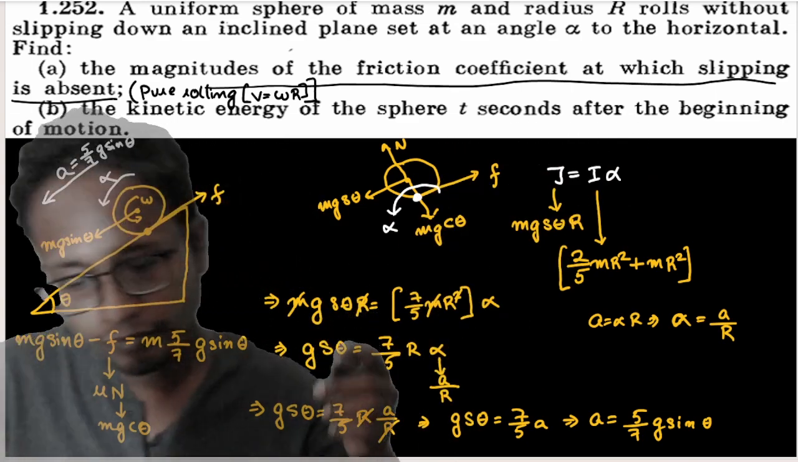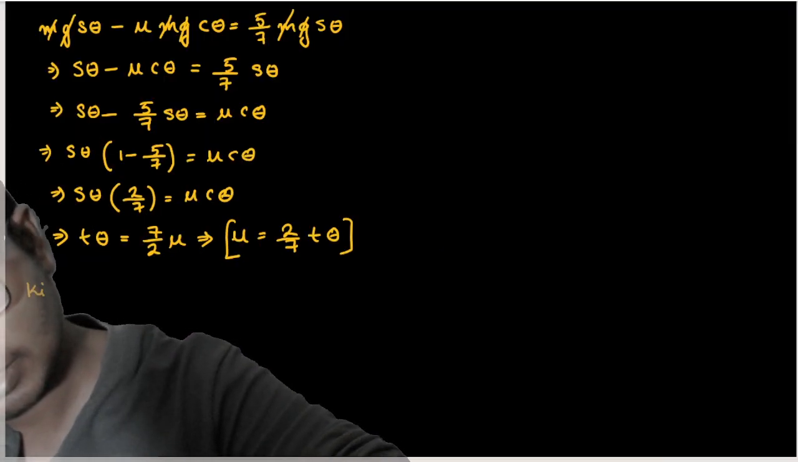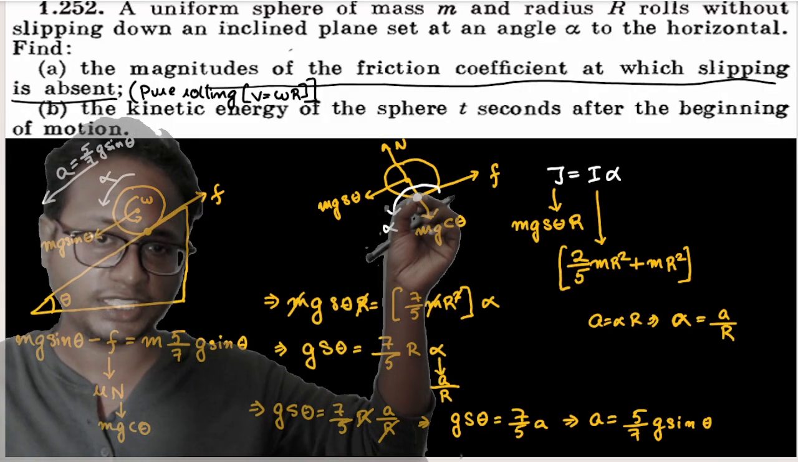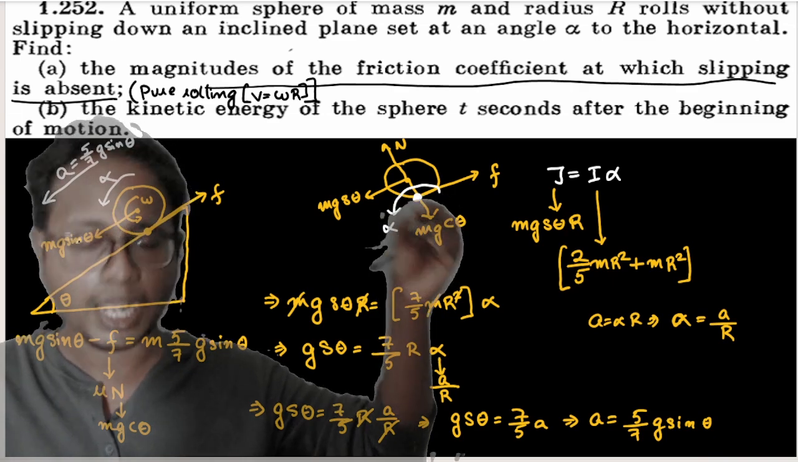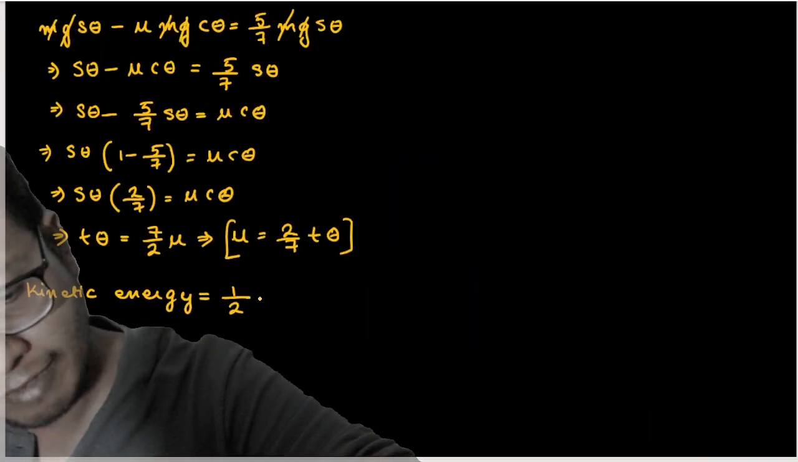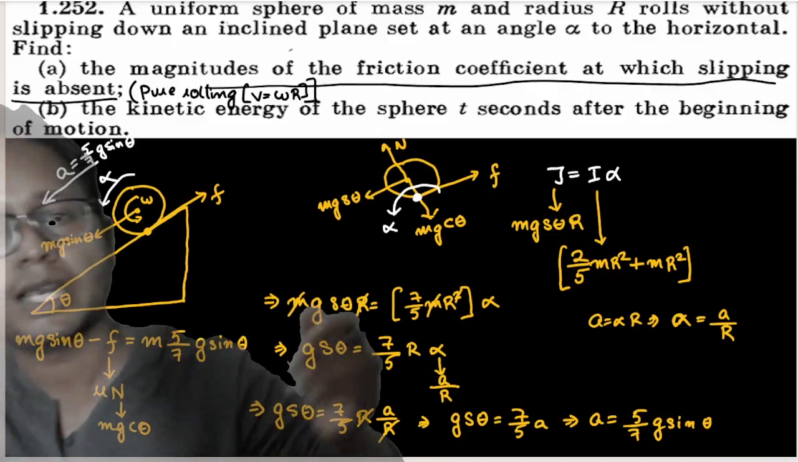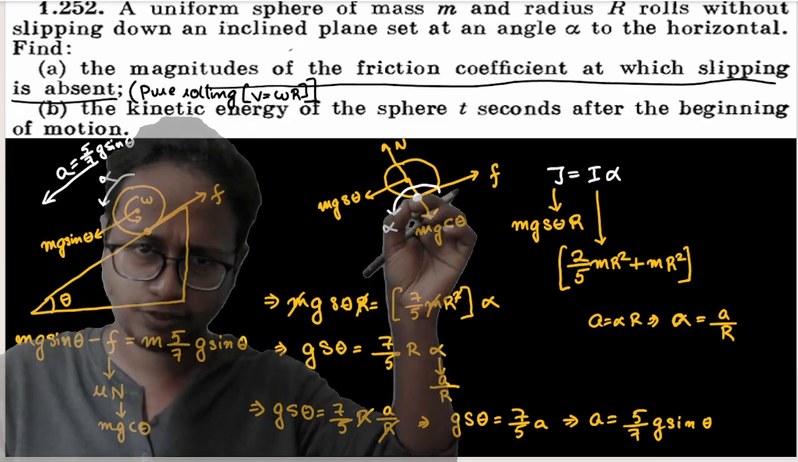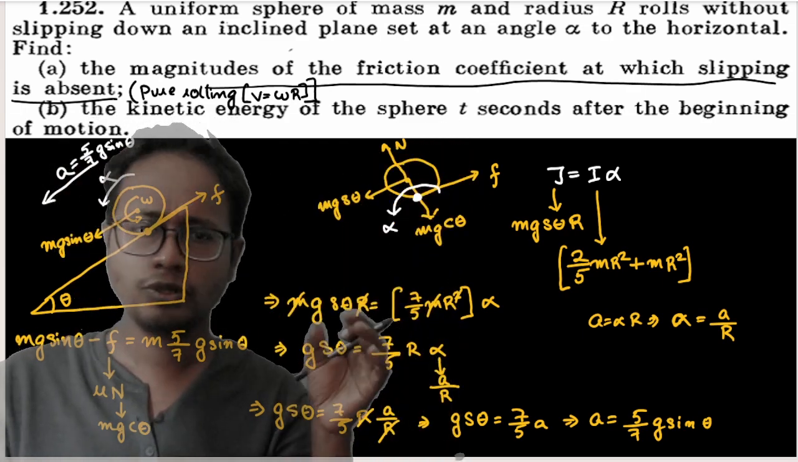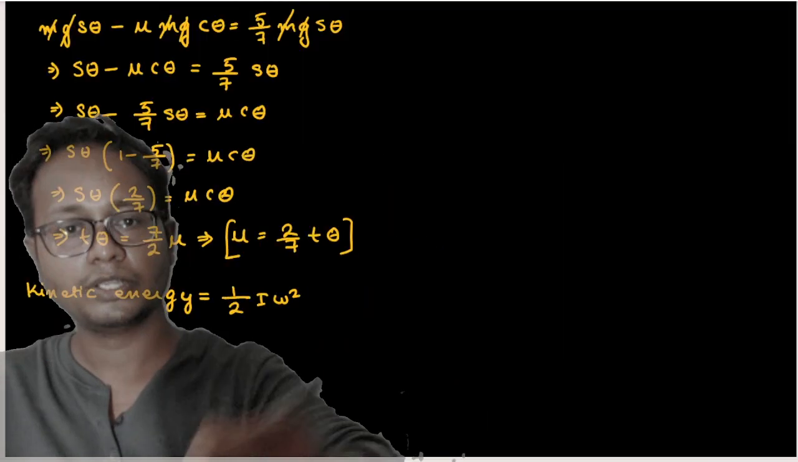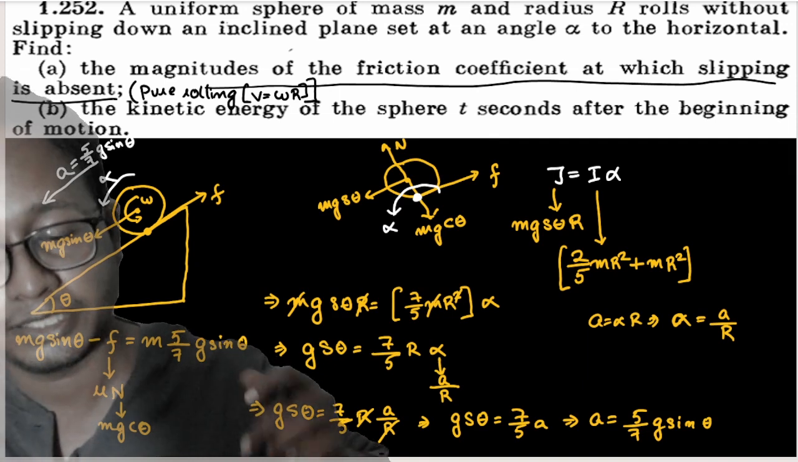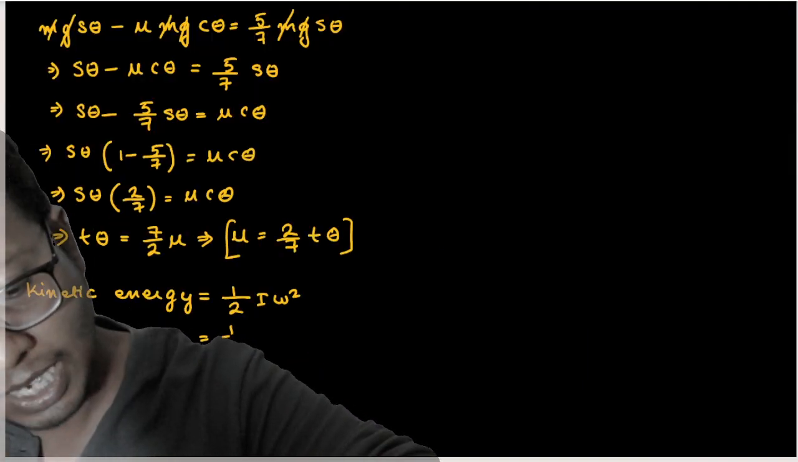Okay, understood the concept? Now the second part of the question: the kinetic energy of the sphere t seconds after the beginning of motion. Since I'm considering the frame of reference on the instantaneous axis of rotation, kinetic energy is equal to half I omega square. Is there any translational motion from this frame of reference? No. So there is no translational kinetic energy out here.